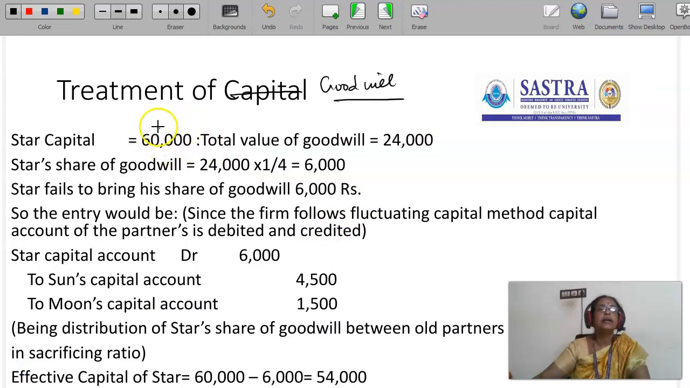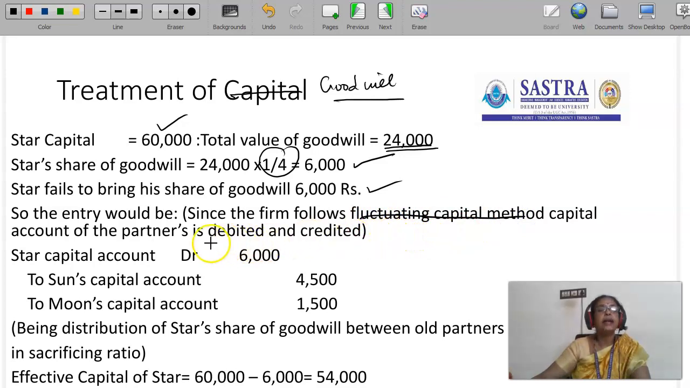The total capital which Star brought is 60,000. The total value of goodwill that is given in the adjustment is 24,000. So Star's share of goodwill, Star is given 1/4 share. 24,000 into 1/4 is 6,000 rupees. But he fails to bring 6,000 rupees, and so here the firm is following the fluctuating capital method.